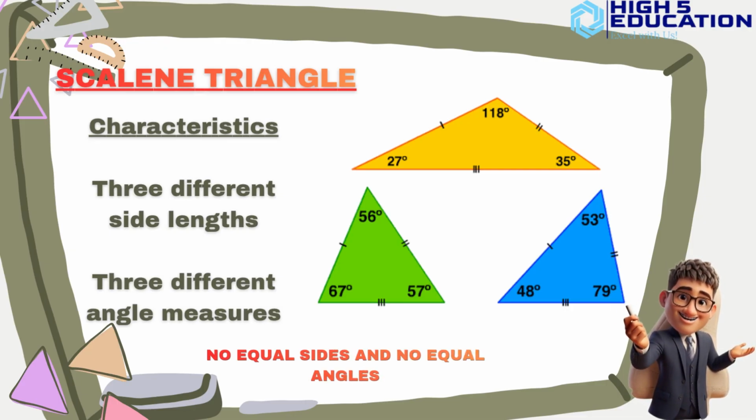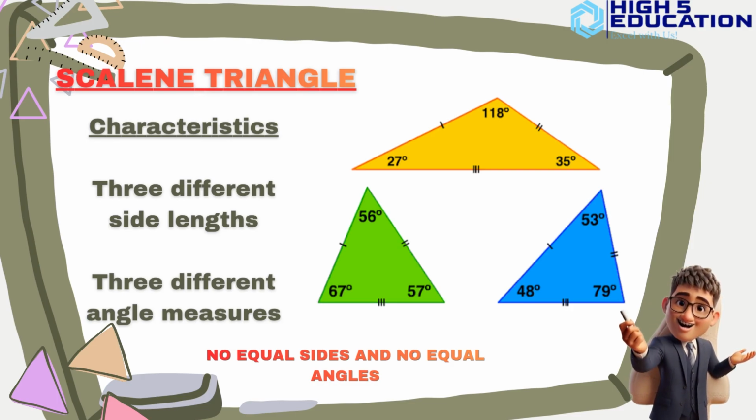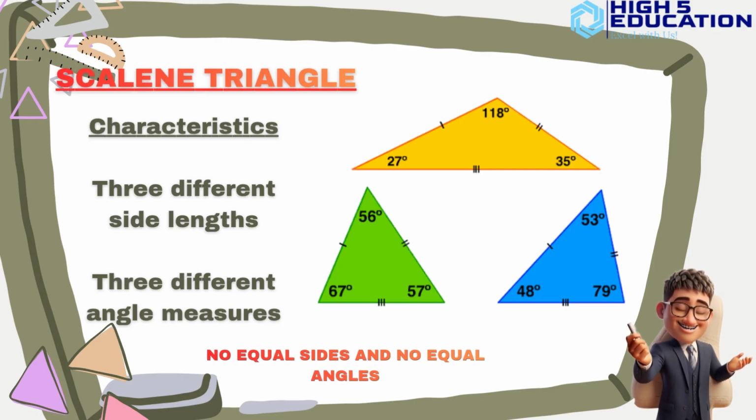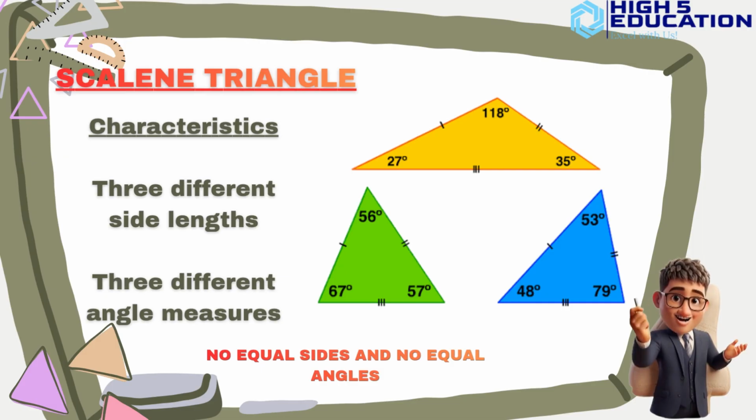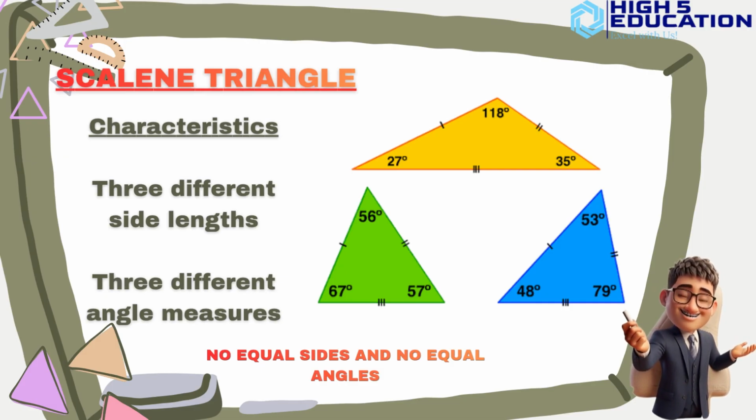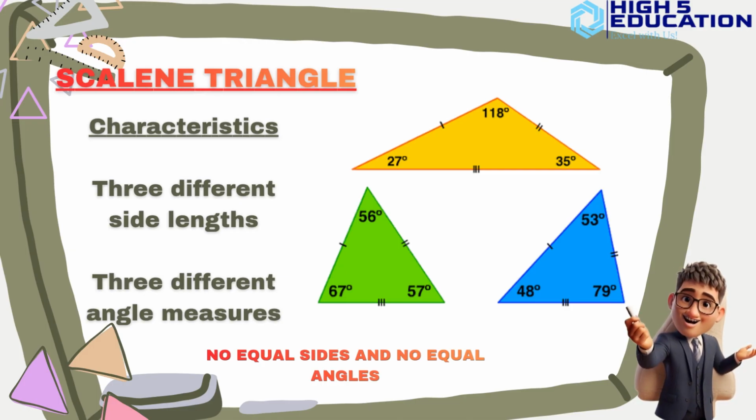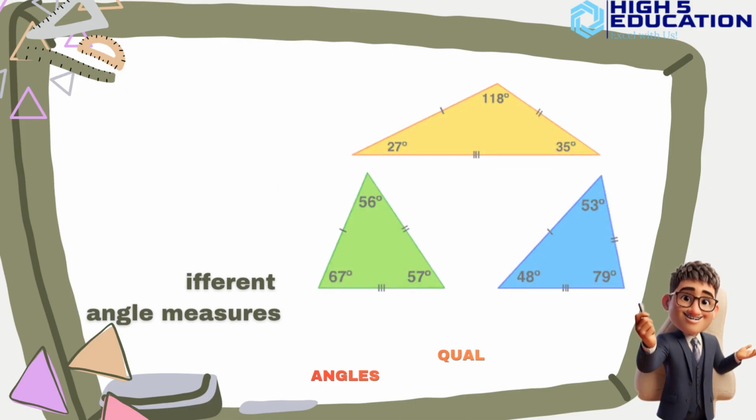Scalene triangles can be found in bridge designs, roof trusses, and engineering structures, where different side lengths are needed to fit specific designs and provide support. Here's an easy way to remember it. A scalene triangle has 3 different sides and 3 different angles. If none of the sides are equal, you can confidently identify it as a scalene triangle.